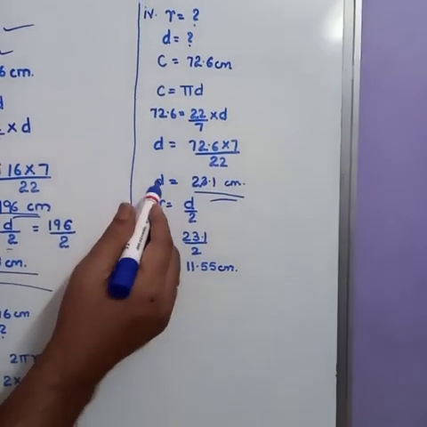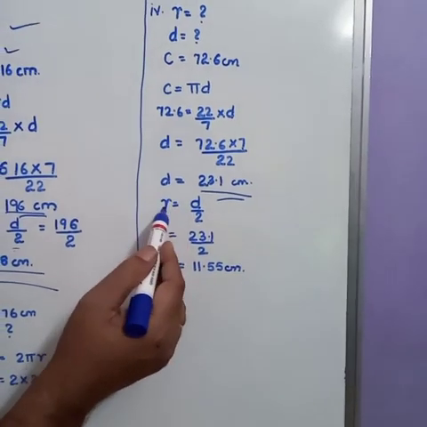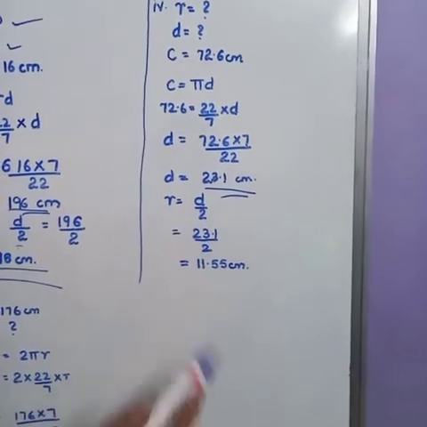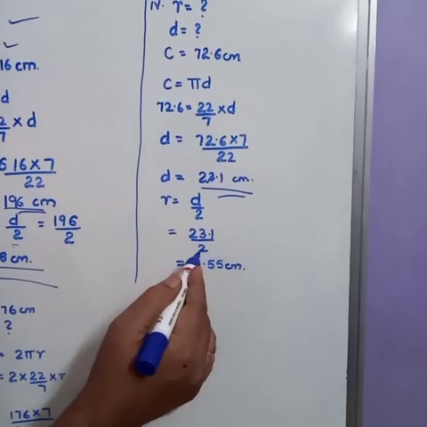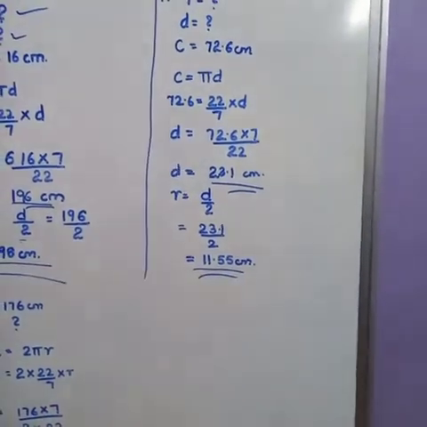Now we came to know that diameter is 23.1. So what's the radius? For finding radius, that is diameter upon 2. That is 23.1 upon 2, which becomes 11.55.